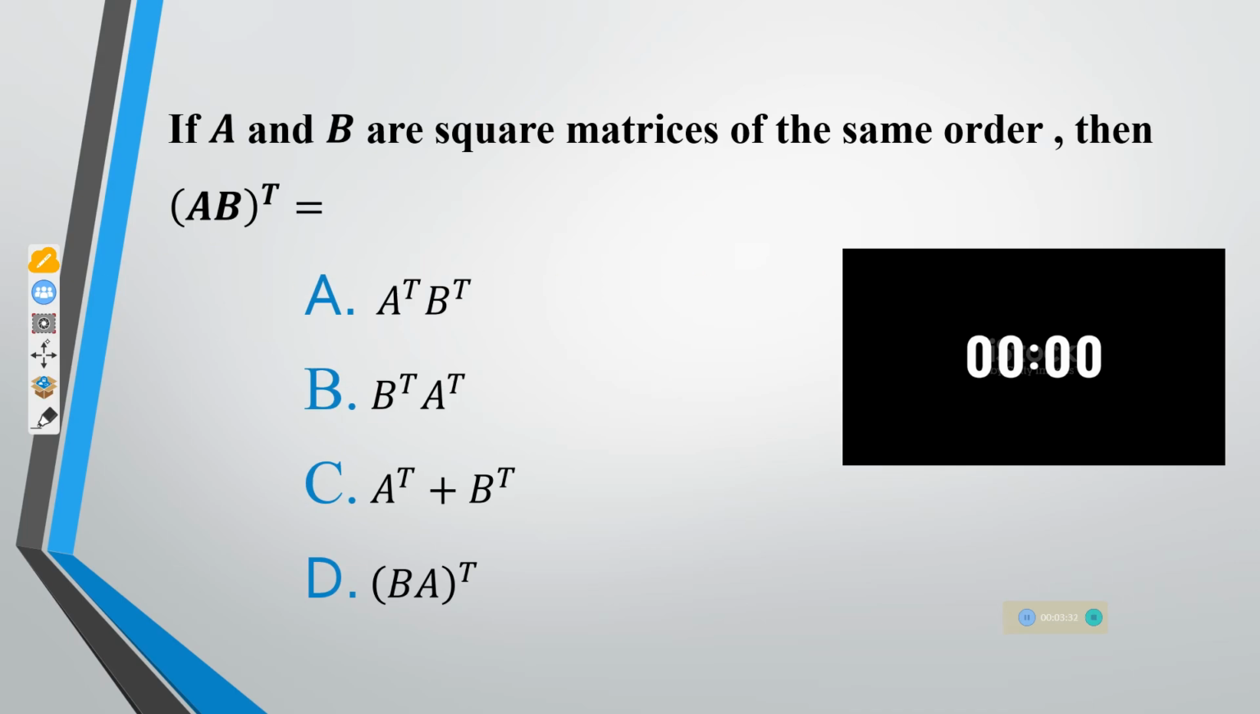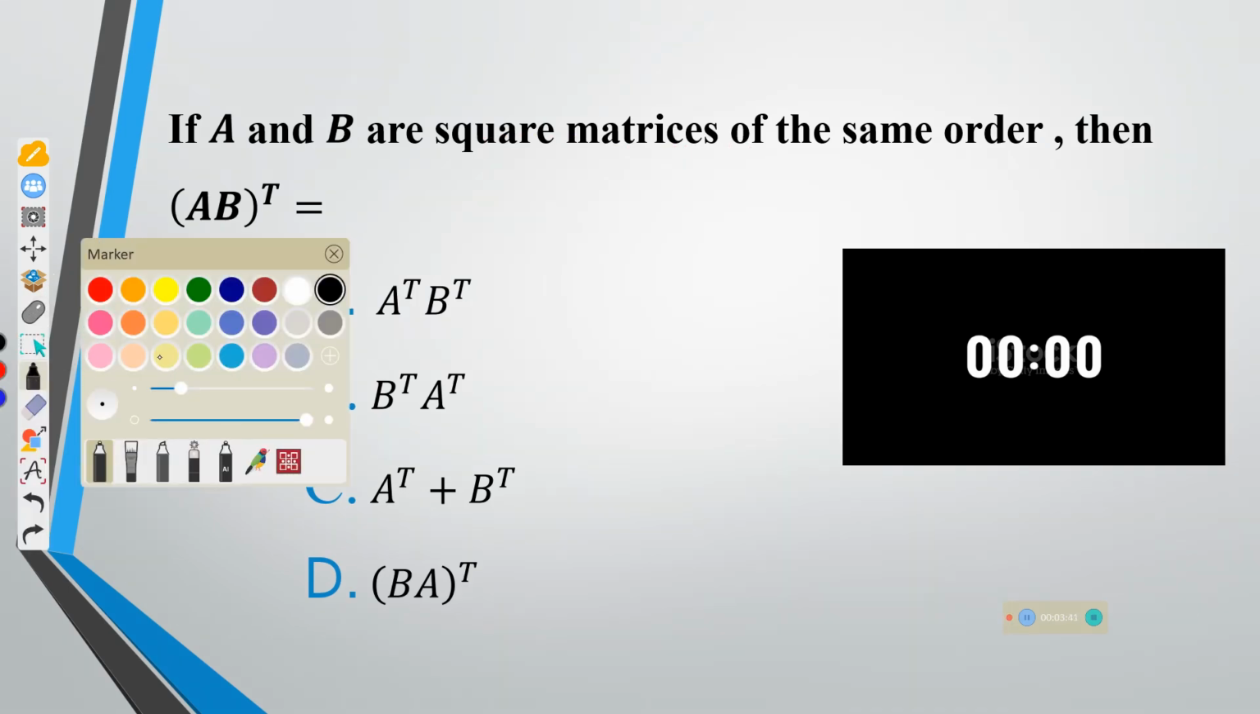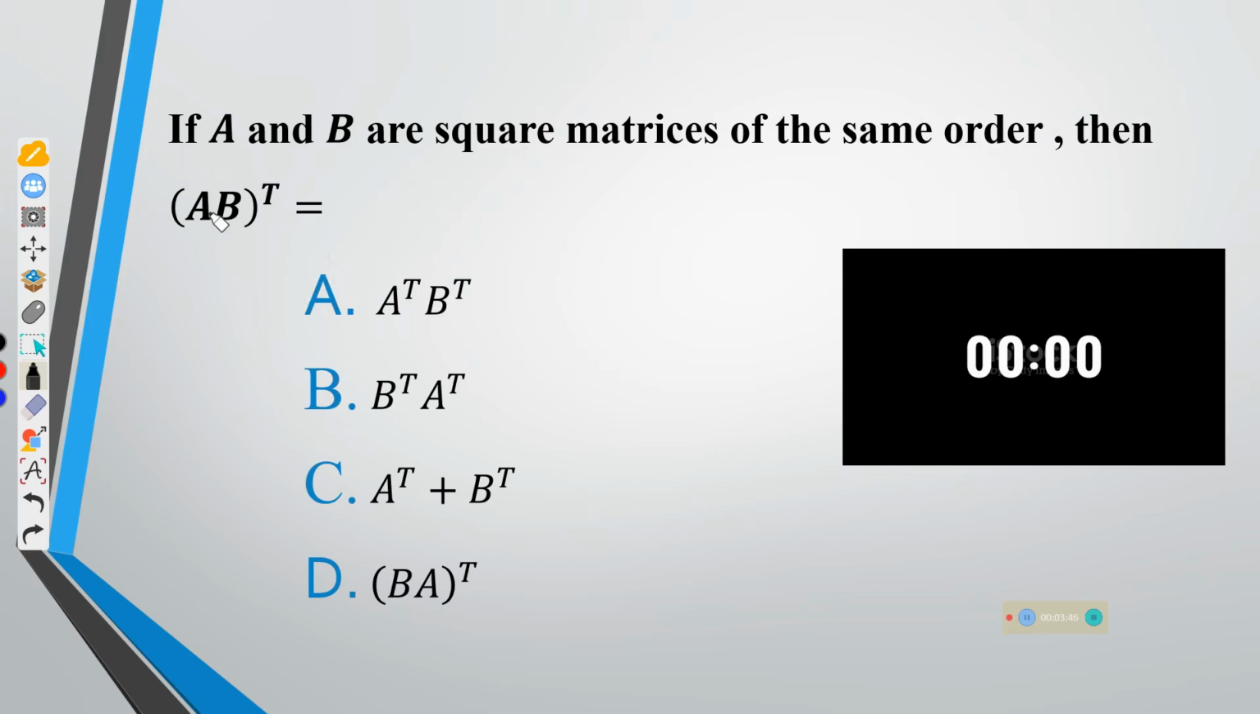So let us look at the required answer. We are told that if A and B are square matrices of the same order, then what is the transpose of AB? The transpose of AB is the same as B transpose A transpose. So that is B.